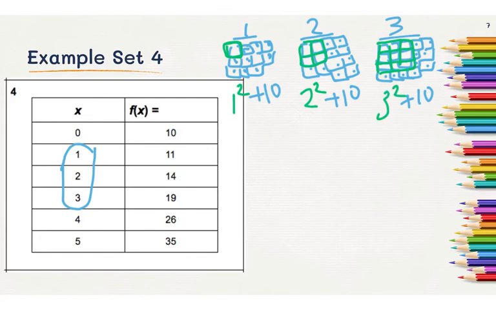All right, so remember 3 squared is 9. 1, 2, 3, 4, 5, 6, 7, 8, 9. 9 plus 10 gives me that 19. For the second term, I have 2 squared, which is 4. 1, 2, 3, 4. Plus 10 gives me 14. And here, 1 squared plus 10 gives me that 11.